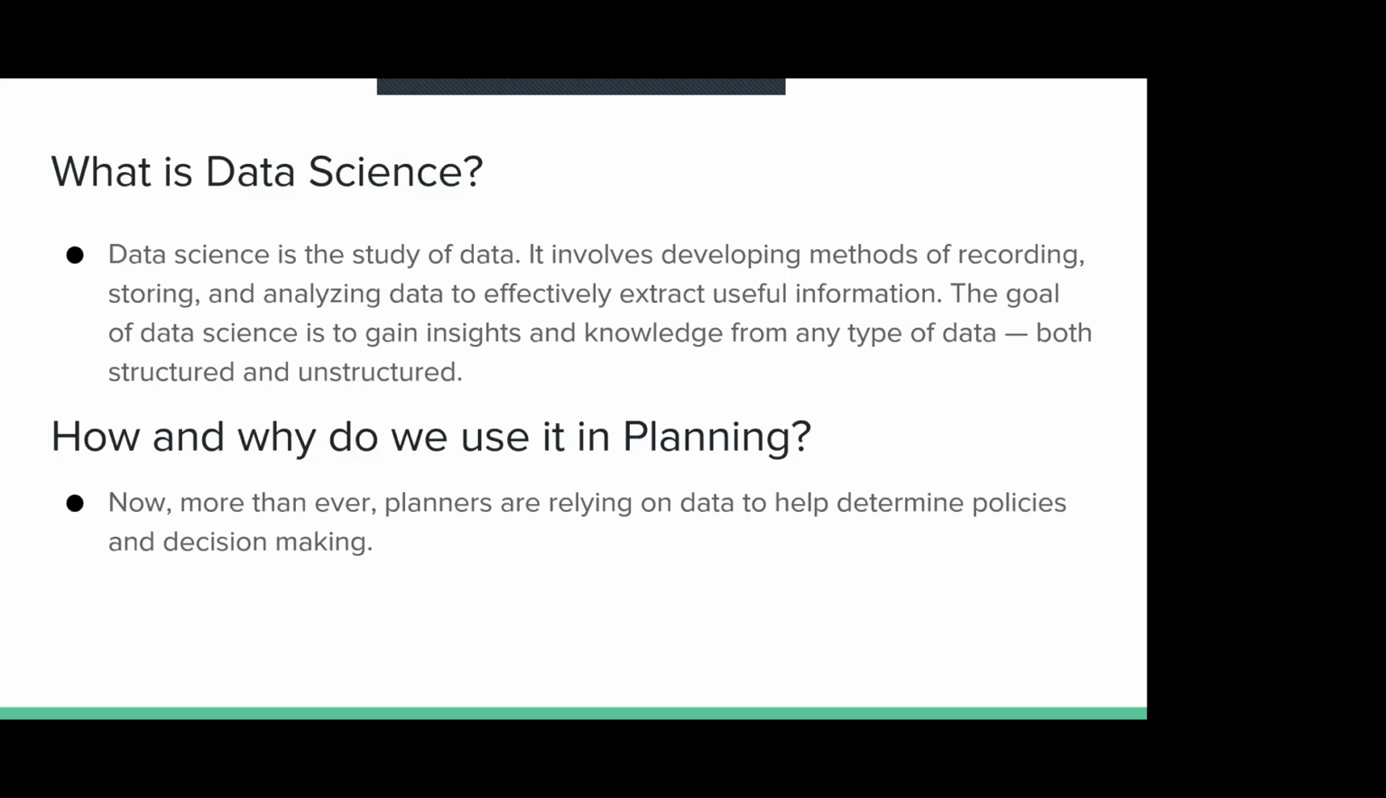Now more than ever, planners are relying on data to help determine policies and decision-making. For example, the 2020 Regional Transportation Plan, or Connect SoCal, utilized modeled land use data, environmental, and transportation data to help determine policy outcomes for the plan.